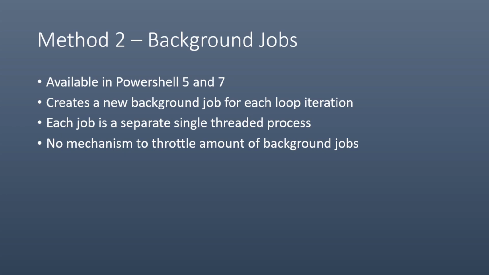And there's no mechanism to throttle the amount of background jobs. Right? So what that means is if you want to contact 100 computers, you don't necessarily want your computer launching 100 background jobs at the same time. That will definitely affect the performance of the computer that you're running the script from. So you would have to build throttling into the code that you're going to run. Right. So I'll show you guys how to do that.